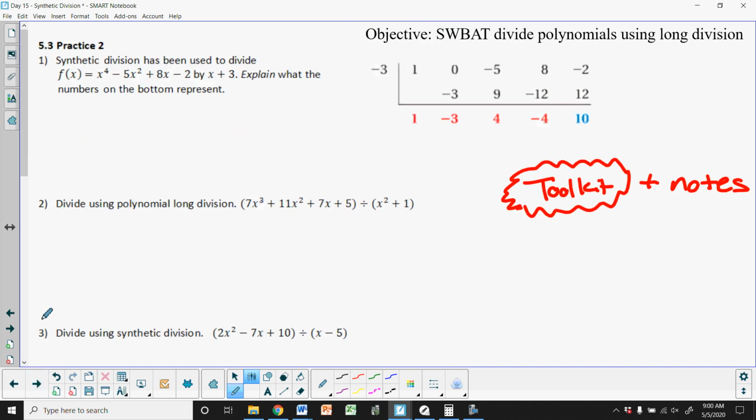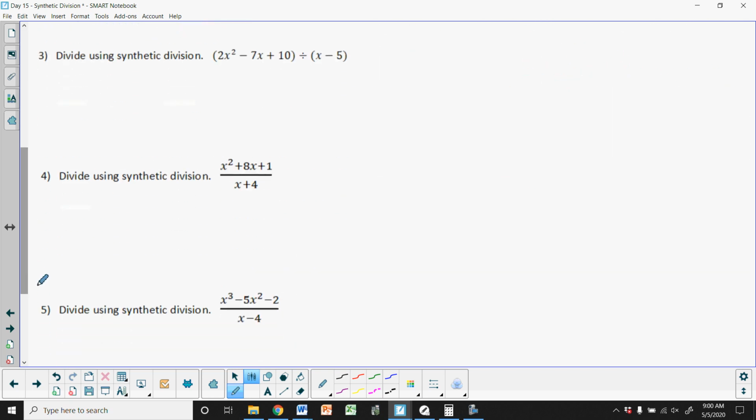So in your homework tonight, you'll do 6 problems. This first one, you're looking at the synthetic division that happened, and you're explaining what the numbers in the bottom represent. So what do these numbers mean down here? You can also look at your toolkit notes to be helpful, and notice that this one says divide using long division. And then 3, 4, 5, and 6 say use synthetic division. So again, use that synthetic division, practice that.